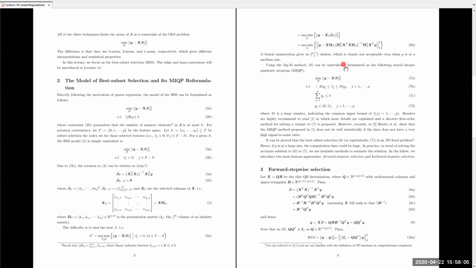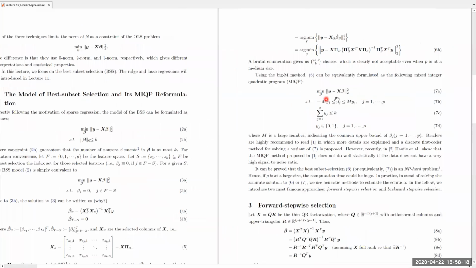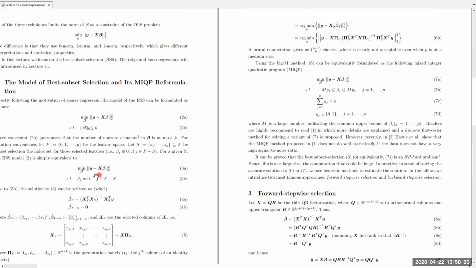One thing is that I can use the big-M method to formulate it as an MIQP. MIQP is a mixed integer quadratic program. Q is quadratic, not LP. And we're gonna formulate it in this way. So first of all, my objective function is still minimization of the norm, the least square. But I do have some constraints here. So this tells you what? This tells you that if my yj is 0, because my yj is a binary decision variable, then my beta j must be 0.